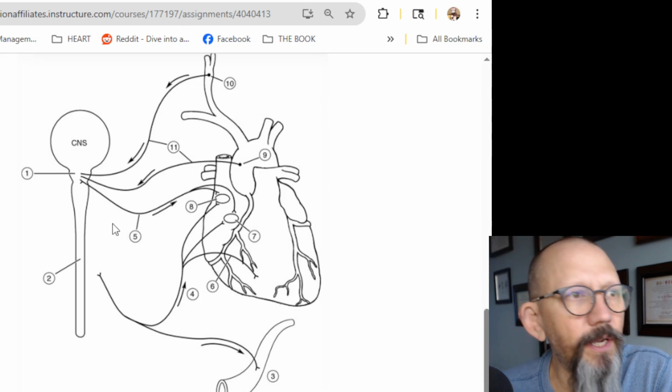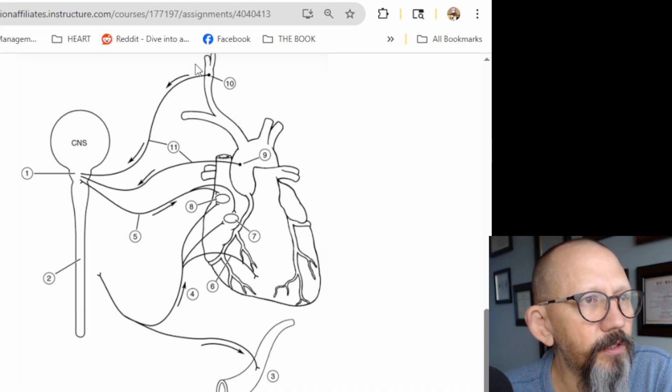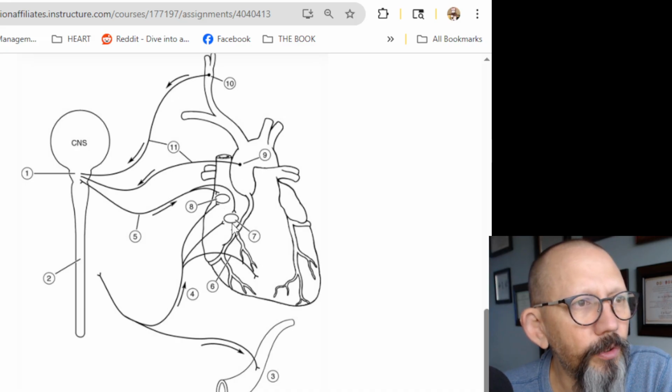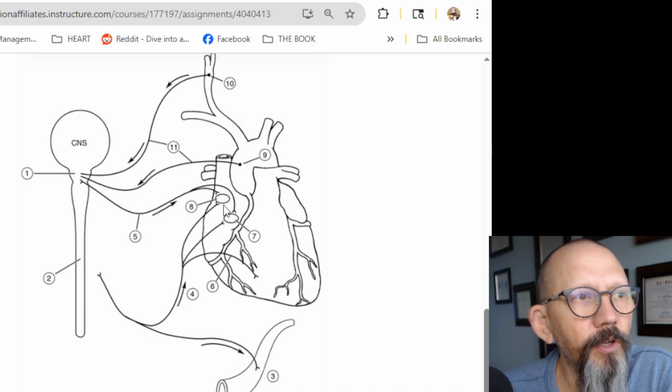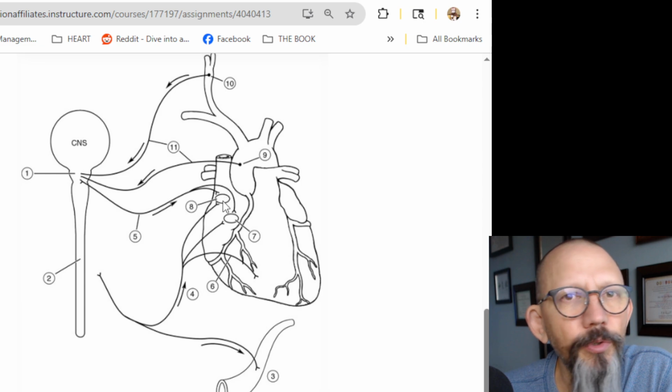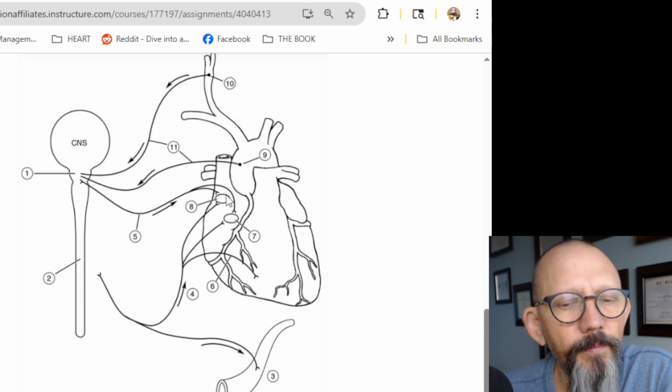Anyway, let's go through these. We also have here the carotid sinus. Down here we have these 2 little circles or bubbles. We're going to call this one the sinoatrial plexus, right? So this is the node, the sinoatrial node.